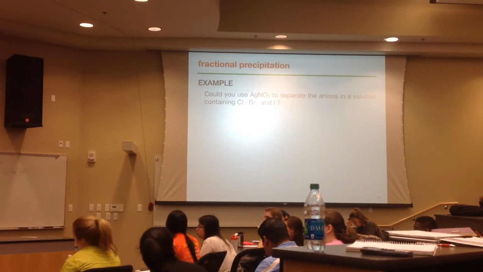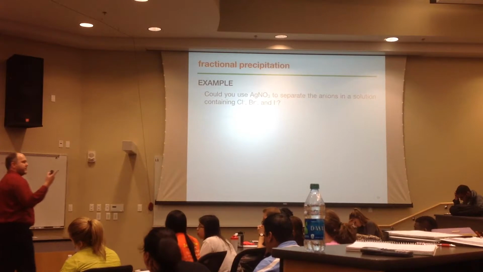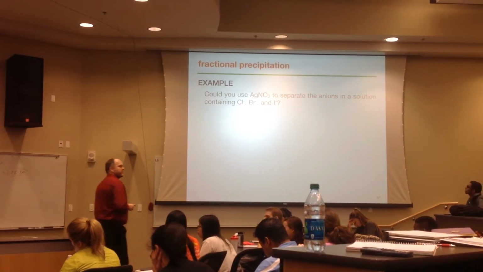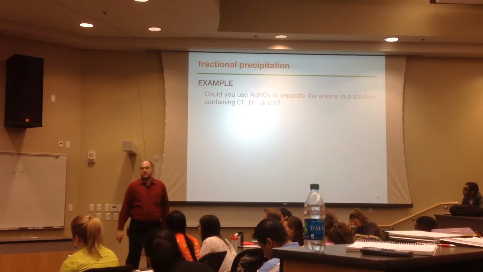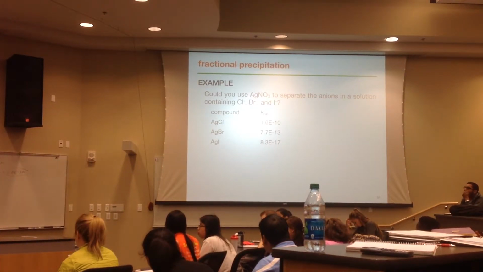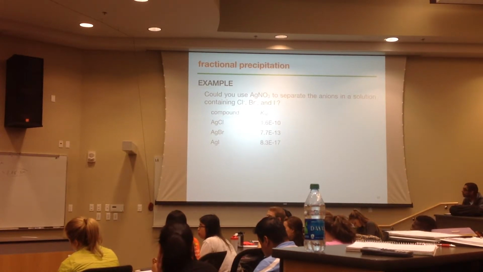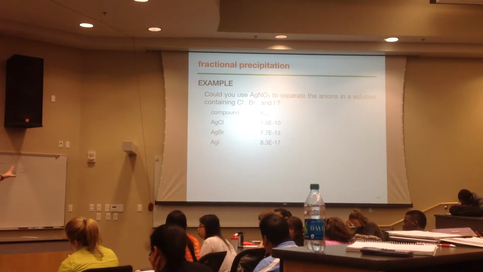What do you think we say in Gen Chem 2? We can, but what do we need to know? I need to know KSPs. There they are. 3 orders of magnitude difference. Meaning I'm probably going to be able to affect a fairly decent separation. Now, it's not going to be perfect, okay?